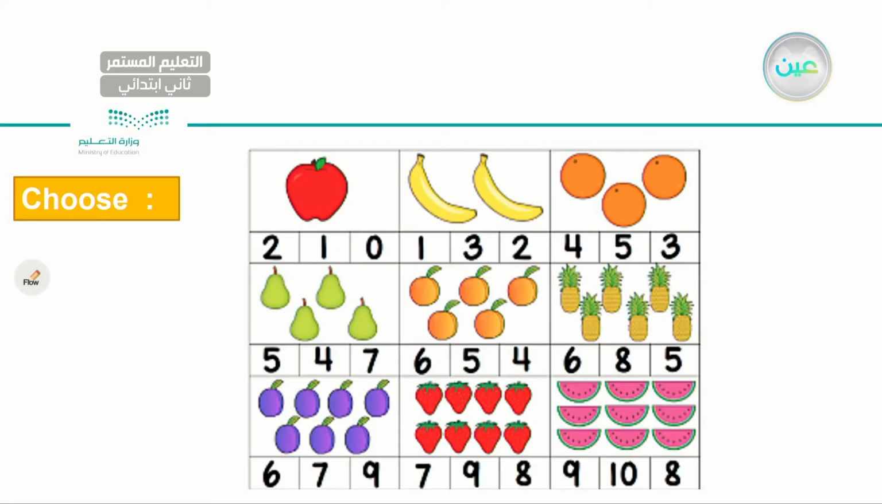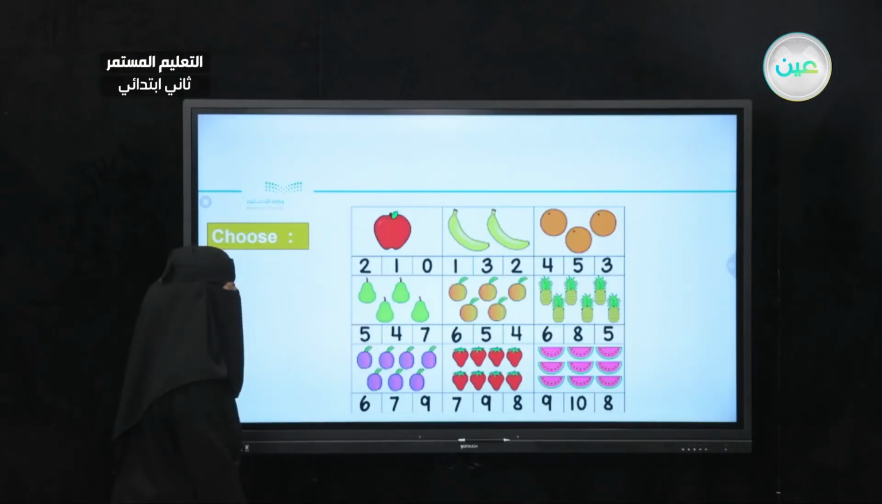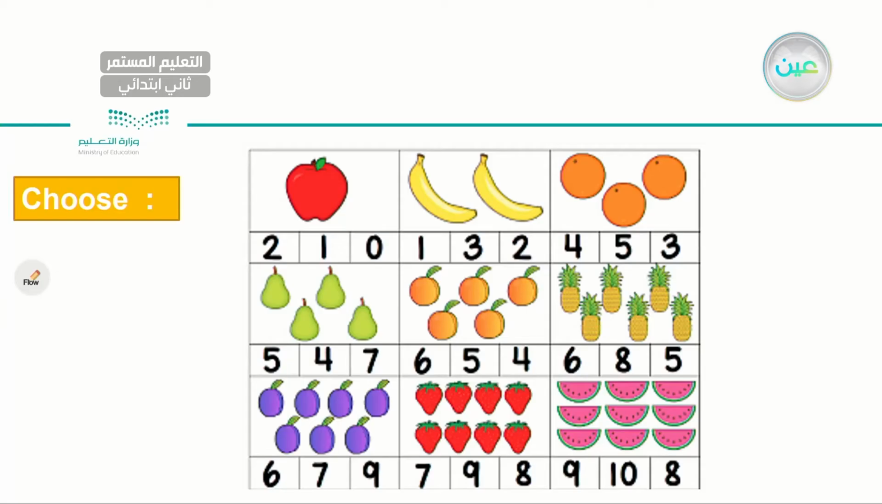Now, different pictures with colorful fruits. Let's start with the first picture. How many apples can you see? 2, 1, or 0? I can see 1 apple, singular, 1. How many bananas can you see? 1, 3, 2. Bananas? 2 bananas, plural.